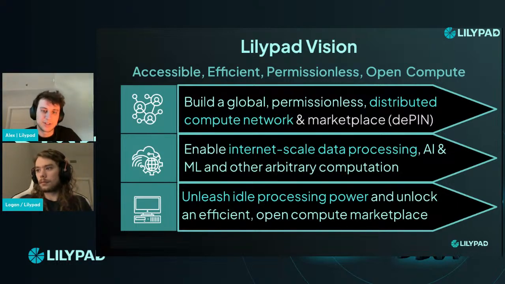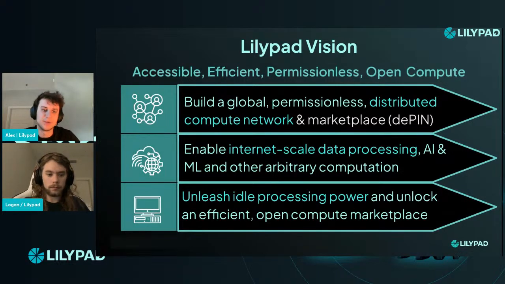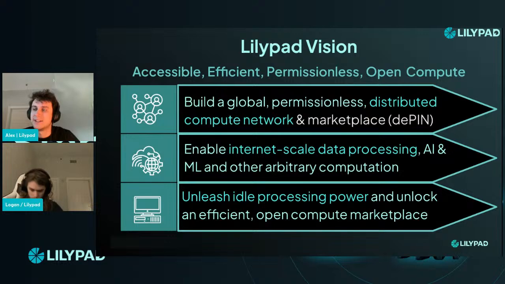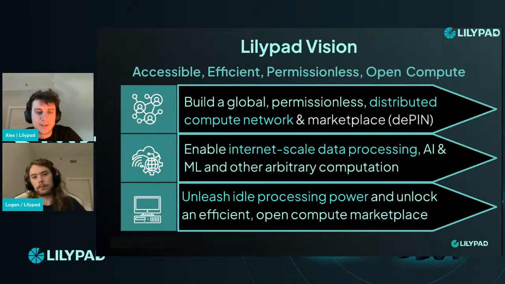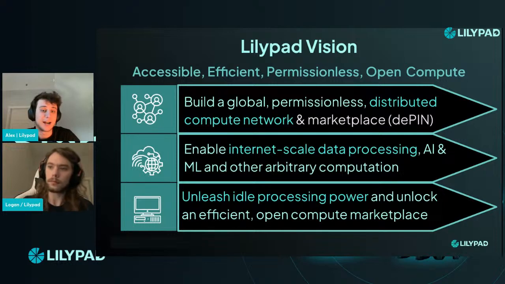The most common applications, and the main use cases we're building for at the moment, are for AI job processing, so running AI inference. It's pretty easy to add code or an AI model to run on the Lilypad network in the form of what's called a Lilypad module. We make it super easy to onboard your data and code into that module, and then run it in our job-based system. So the vision, again, is to build internet-scale data processing for this use case and unleash idle processing power.